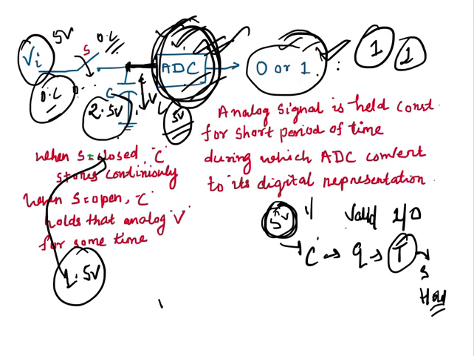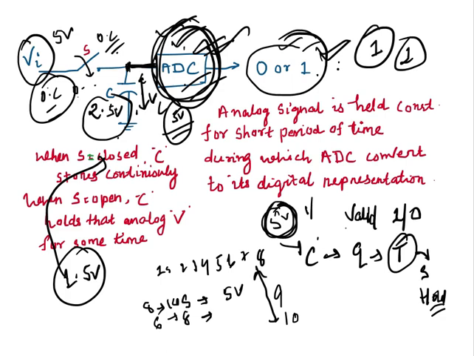Let's say this is 1 second, then 2, then 3, 4, 5, 6, 7, 8, 9, 10. If the capacitor stores the charge for 8 to 10 seconds, then it is considered as 5 volt. If it stores for 6 to 8 seconds, then it is, let's say, 3 volt. If it is 3 to 5, then it is 1.5 volt. If it is 0 to 2, then it is considered as 0 to 0.8 volt.